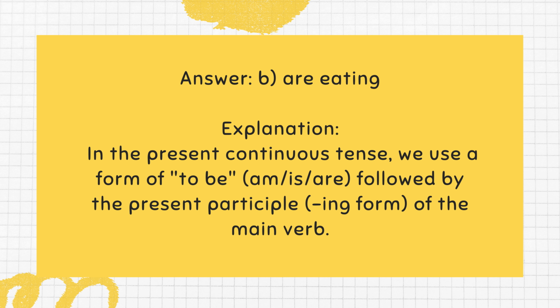Explanation: in the present continuous tense, we use a form of to be, am, is, are, followed by the present participle, ing form, of the main verb.